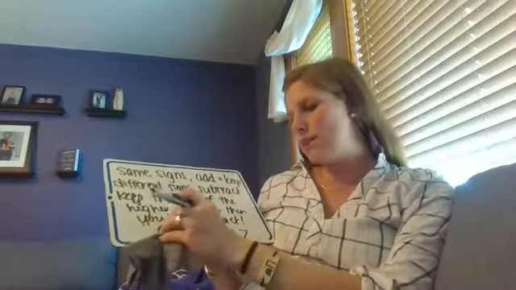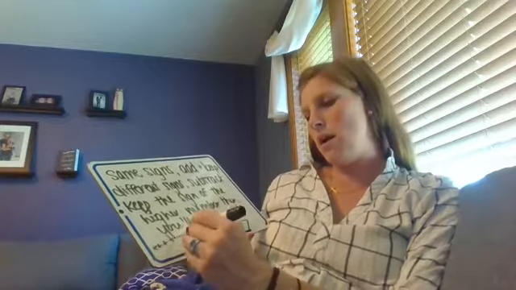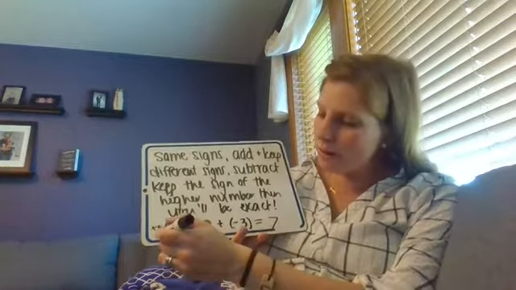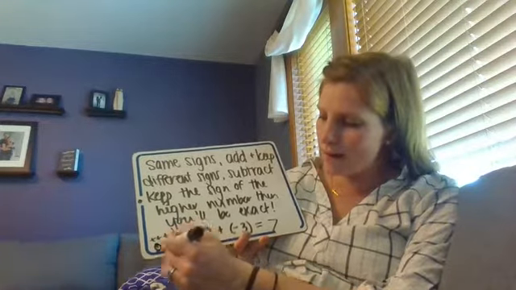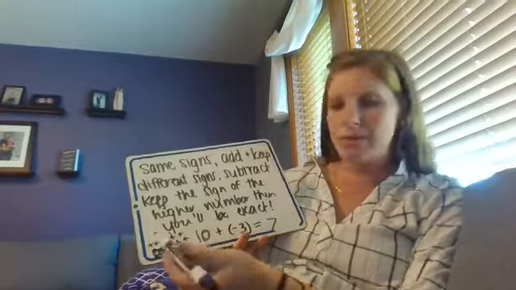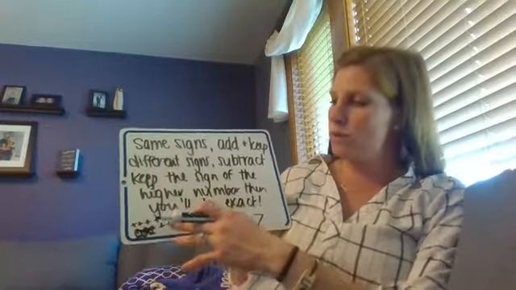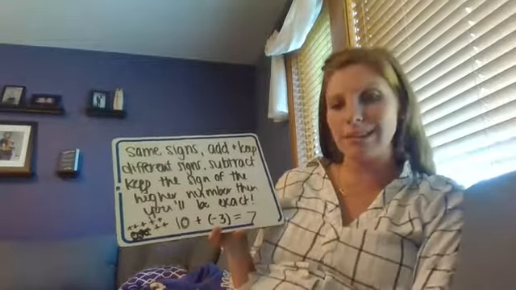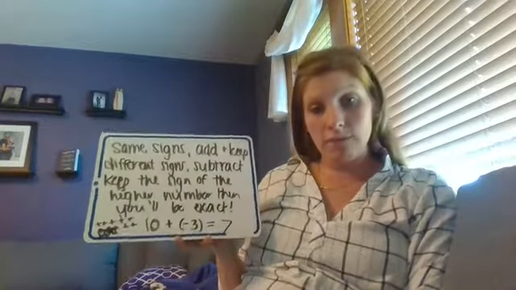A visual of this, we could say we have 10 positives. And then if we add 3 negatives to it, we've got 1, 2, 3 zero pairs that cancel out, and I'm left with 7 positive counters here. And so that's why this works. There's a little visual for you. Different signs subtract, keep the sign of the higher number. There are 7 positives still left. Then you'll be exact. So this was our adding rules. These were our adding integer rules.